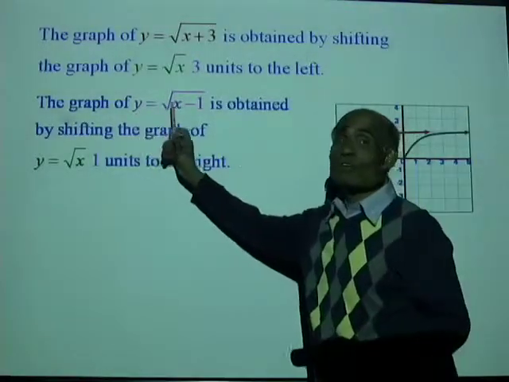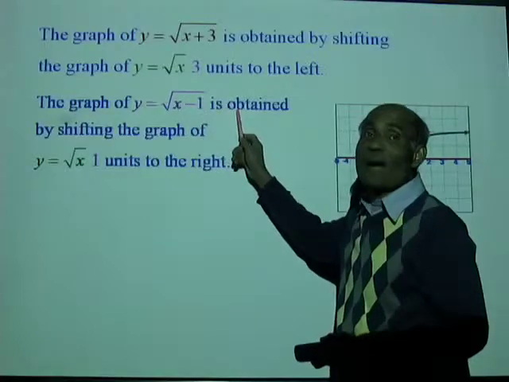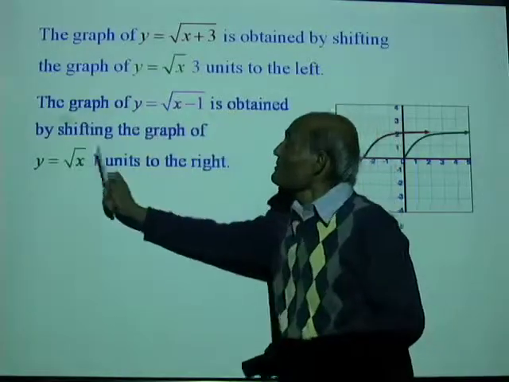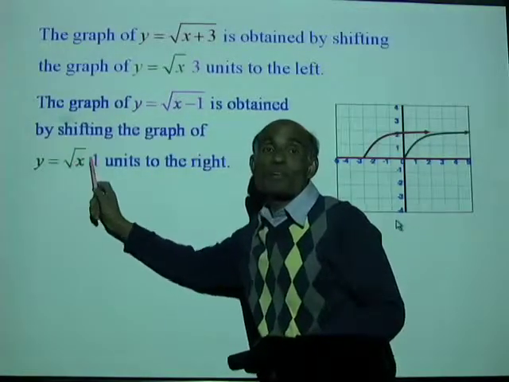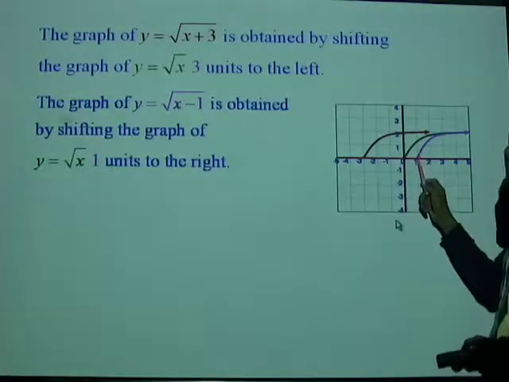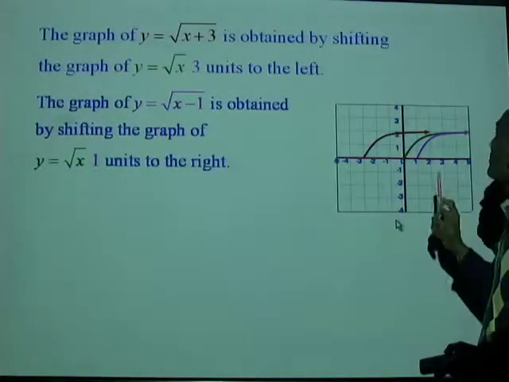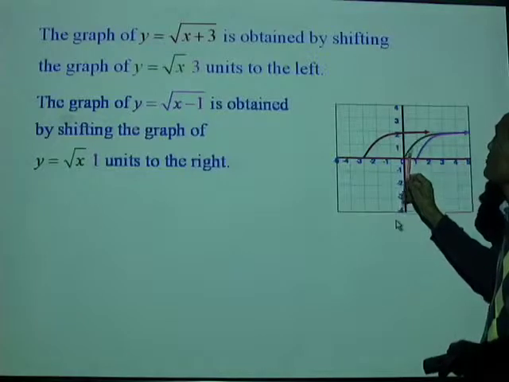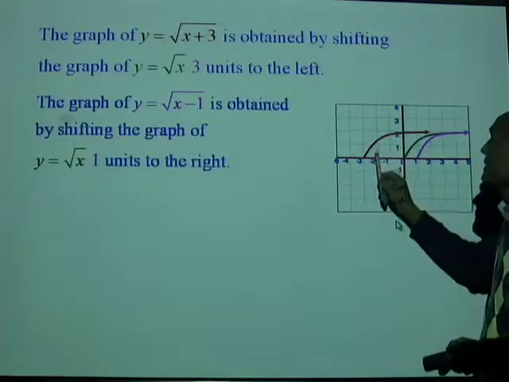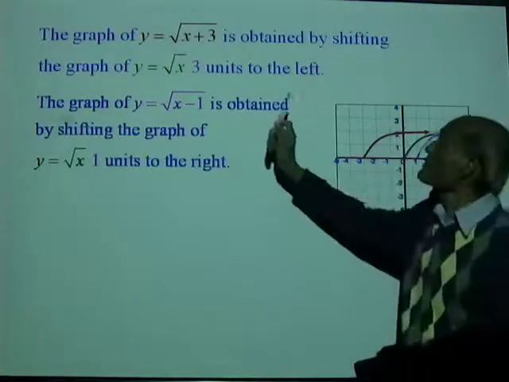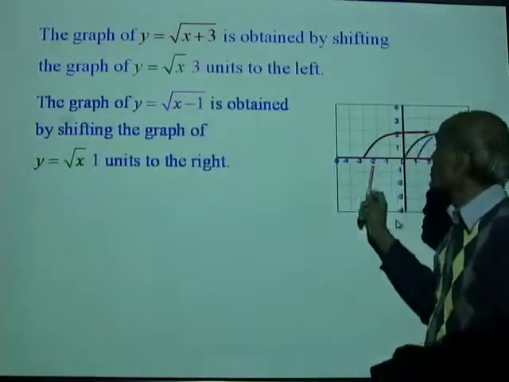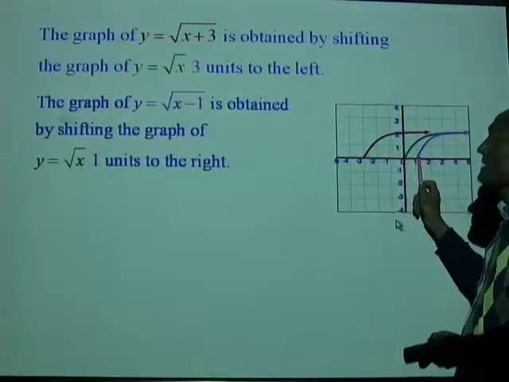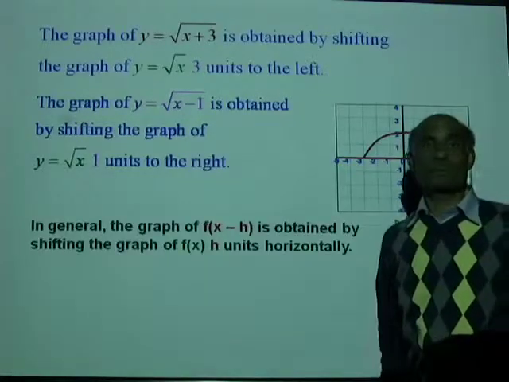How about this? The graph of y equal to square root of (x minus 1). Your h value is positive 1. So you shift the basic graph of y equal to square root x 1 unit to the right. There you have the graph of y equal to square root of (x minus 1). So once again, this is the green graph y equal to square root x. Red graph y equal to square root of (x plus 3), shifting 3 units to the left. And y equal to square root of (x minus 1), a shift of 1 unit to the right.